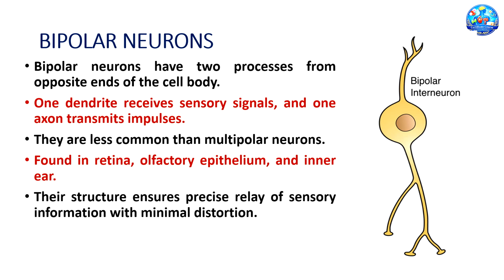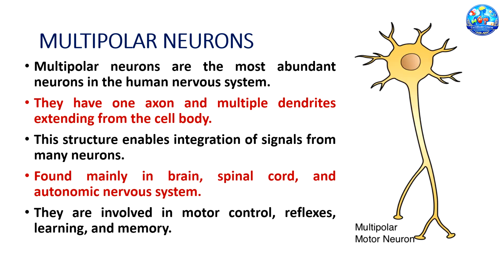Multipolar neurons are the most abundant type of neurons in the human nervous system, and they exhibit a complex structure with one axon and multiple dendrites extending from the cell body. This arrangement allows them to receive input from numerous other neurons simultaneously, making them highly efficient in integrating and processing the information.